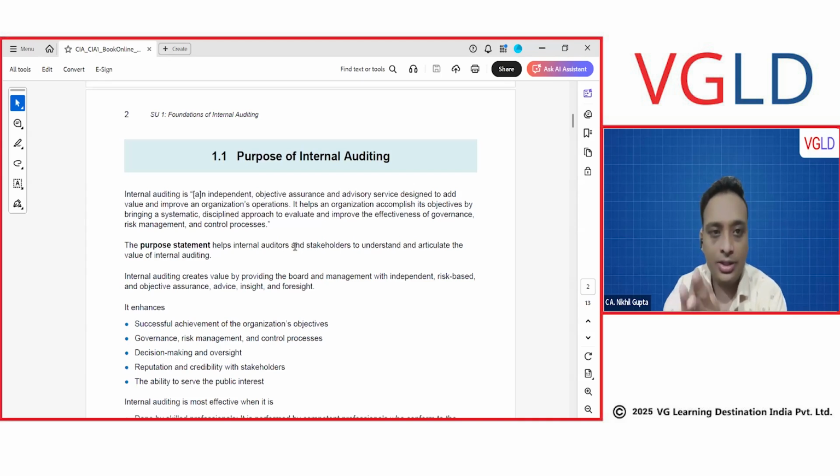As you already see in your book as well, internal auditing is independent. Just give attention to these words, as this is really important from an MCQ perspective and for your real life as well. What does it say? Internal auditing is an independent, objective assurance and advisory service.